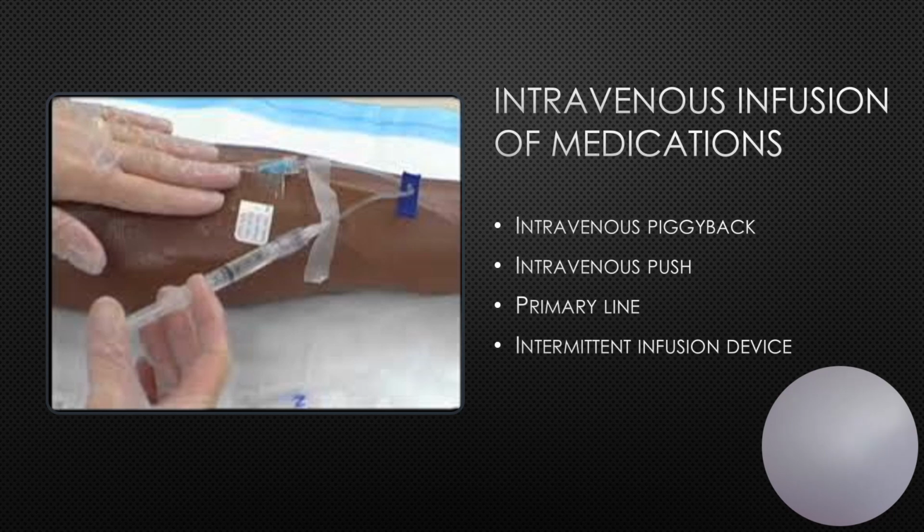So we cleanse the port, attach the saline syringe, always aspirate, then slowly push saline through the extension tubing and watch for any abnormal signs such as leaking or swelling or resistance or pain. We detach the saline syringe, cleanse the port, attach the medication syringe and inject at the manufacturer's recommended rate, detach the syringe, cleanse the port.